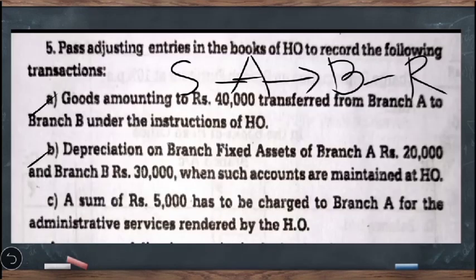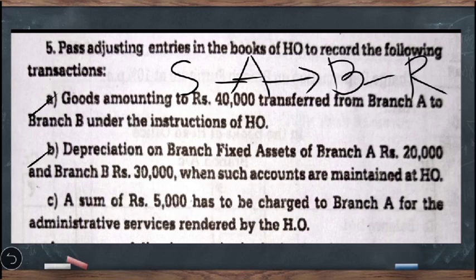Then the second adjustment, depreciation on branch fixed assets of branch A is 20,000 and branch B is 30,000, when such accounts are maintained at the head office. Here the branch fixed assets accounts are maintained in the books of head office. In that case, what is the depreciation entry we have to pass? The entry will be branch account debit to concerned branch fixed assets account.